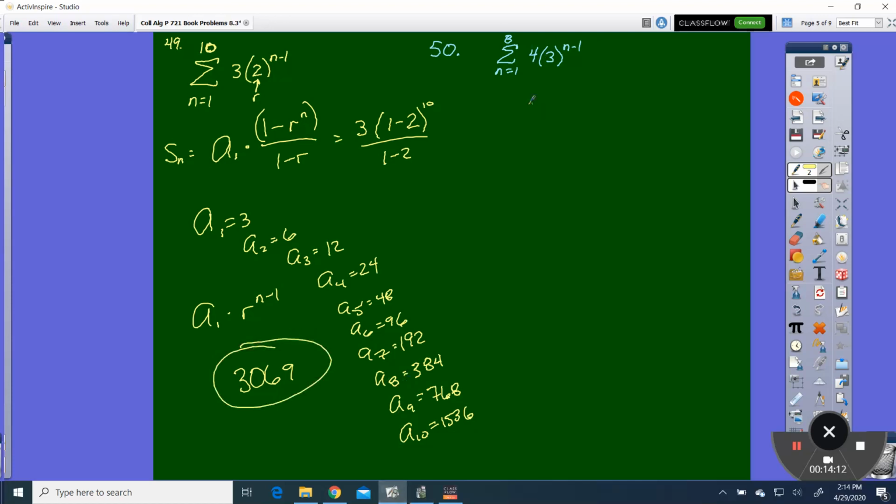So again, on this one, if I wanted to find the first term, I plug 1 in. 1 minus 1 is 0. 3 to the 0 power is 1, times 4 is 4, so that's my first term. So A1 is 4. R is 3, so I would set up my formula. 4 times 1 minus 3 to the n, all over 1 minus 3.